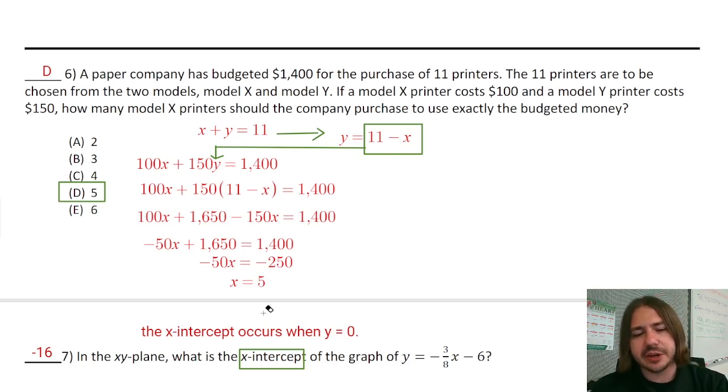Now, just as a side note, it doesn't ask for the Model Y printers, but if it did, all you'd have to do is go back up to this original equation and say, okay, well, 5 plus what number is 11, and hopefully you can figure out pretty quickly that'd be 6. If you do that, you can use that information to test out the second equation and get that one right. So anyway, that's how you do number 6.